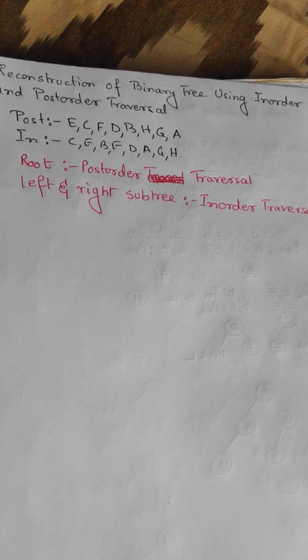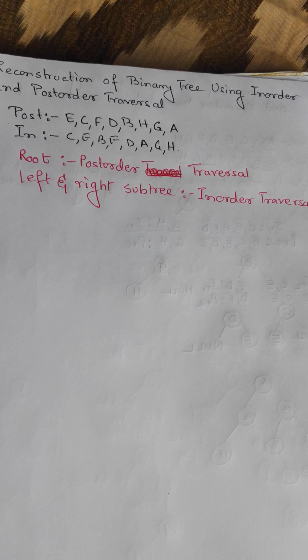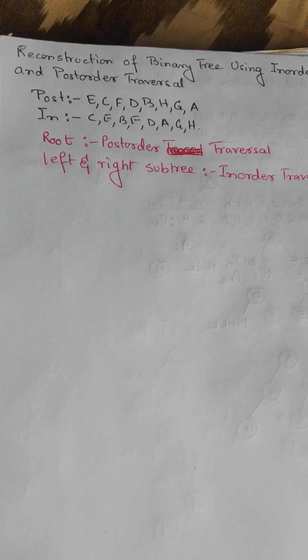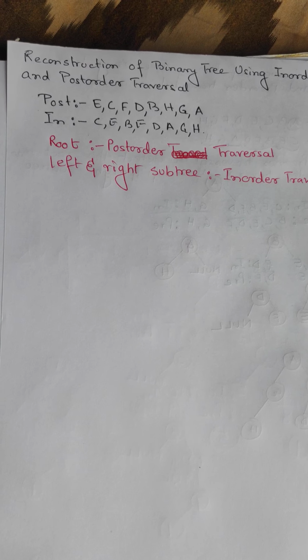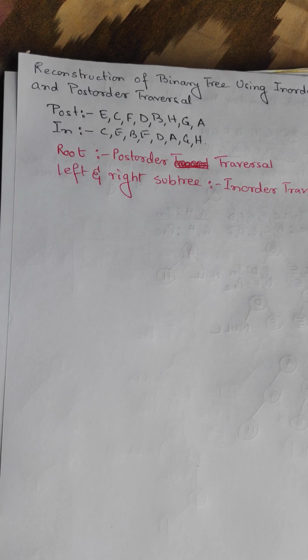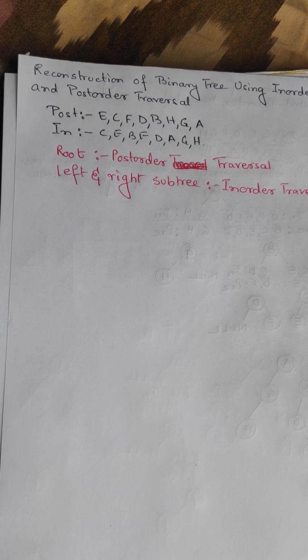The next topic that we are going to cover is reconstruction of the binary tree using InOrder and PostOrder traversal. When InOrder and PostOrder traversals are given to you, you are going to get the root node from the PostOrder traversal and you are going to get the left and the right subtree from the InOrder traversal. So, the root node will get identified from the PostOrder traversal and the subtrees will get identified from the InOrder traversal.